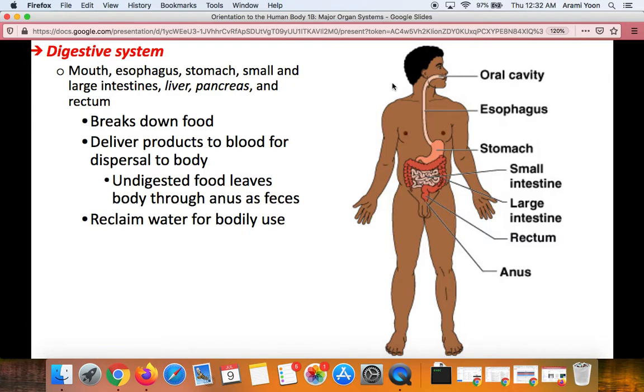Next is the digestive system, which is composed of, in terms of the gross anatomy, the mouth, the esophagus, the stomach, the intestines, and then some other organs that are not pictured here, like the liver and the pancreas. And the digestive system breaks down food and delivers the nutrients from the food to your blood so that your blood can take it to the rest of your body. And then the remainder of that food is excreted.